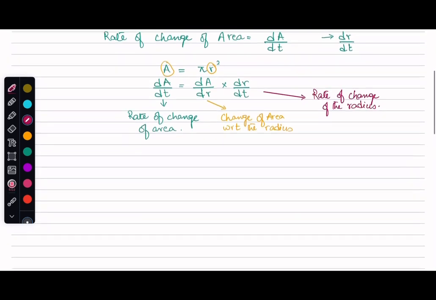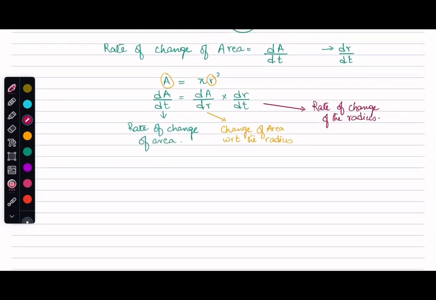So giving you another example, if we have y in terms of x, and both of them are changing with respect to time. So there is a rate of change of y, as well as a rate of change of x.